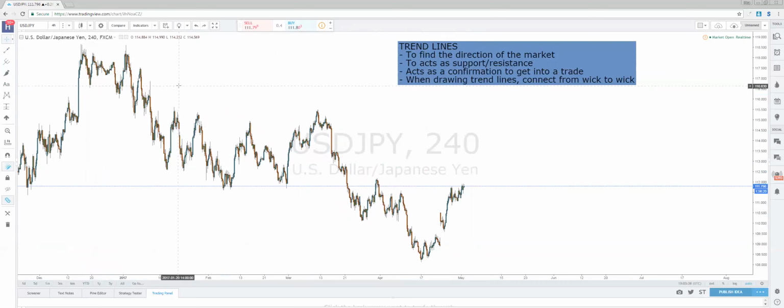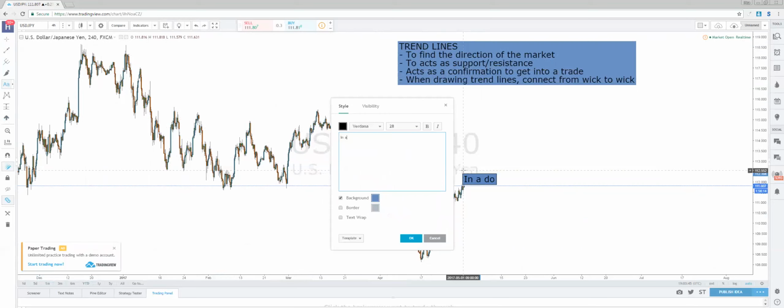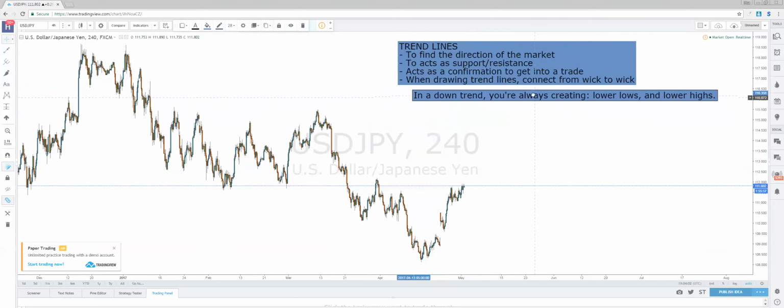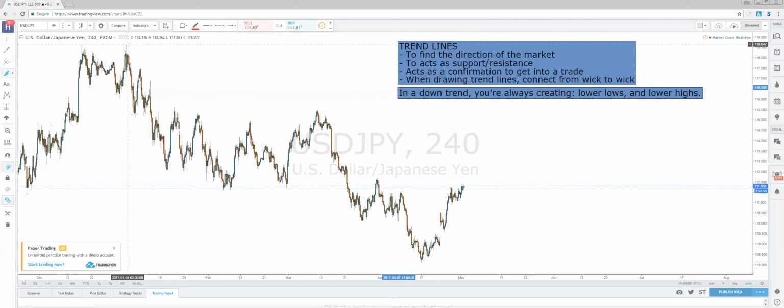In a downtrend, you're always creating lower highs and lower lows. What does that mean? I am about to share with you guys. In a downtrend, you're always creating lower lows and lower highs, and this is where you're going to connect the trend line. So, let's say we start from this point here.